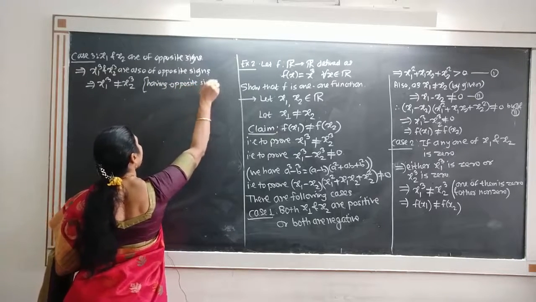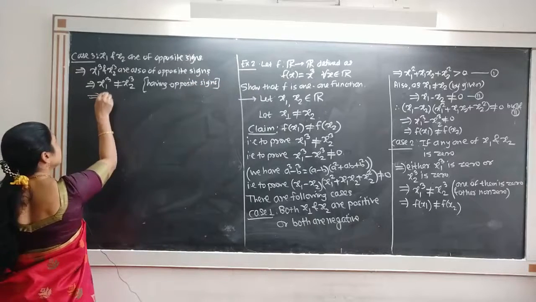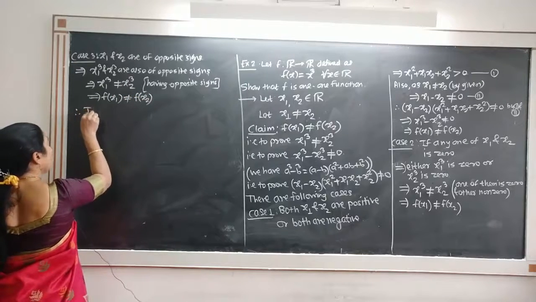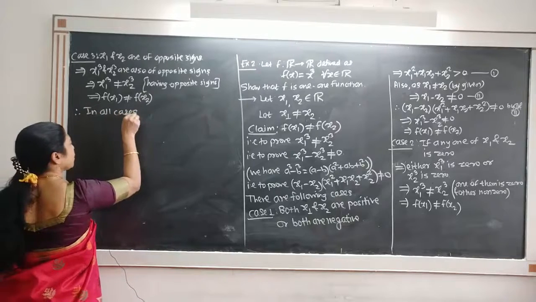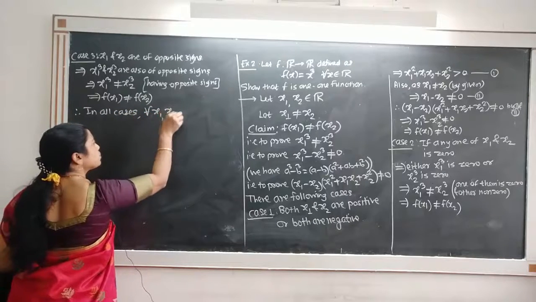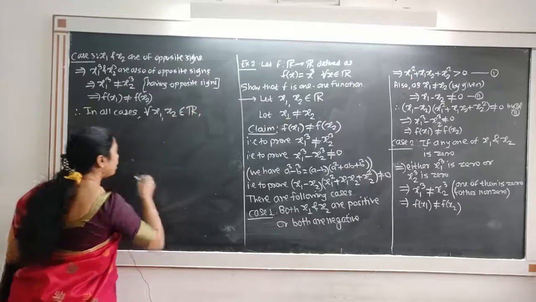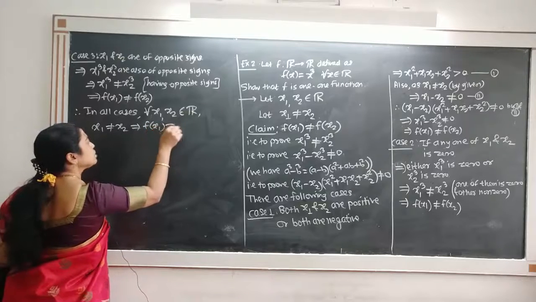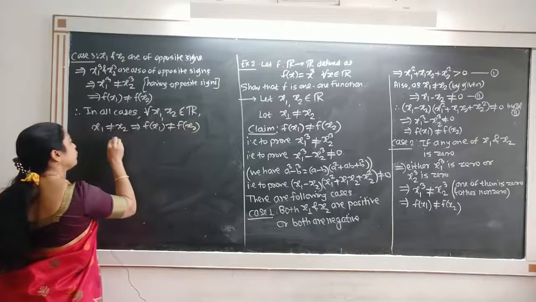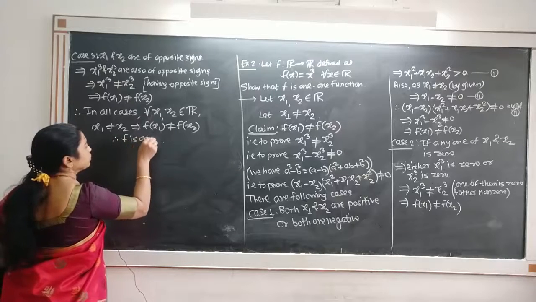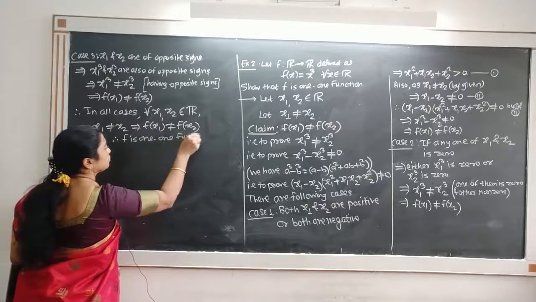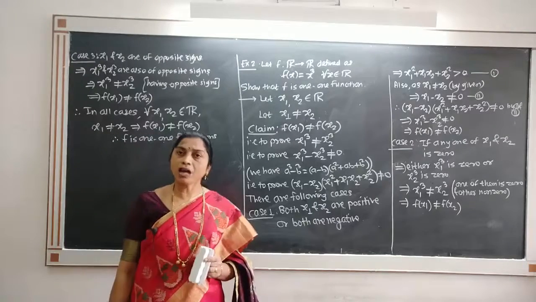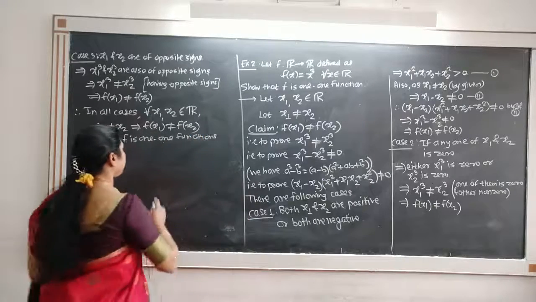And because they have opposite signs, they are not equal, which means that in this case also f of x1 is not equal to f of x2. So in all cases, for all x1 and x2 belonging to R, x1 not equal to x2 implies that f of x1 is not equal to f of x2, and therefore f is a 1-1 function. So observe that the function f of x equals x cube from R to R is a 1-1 function.